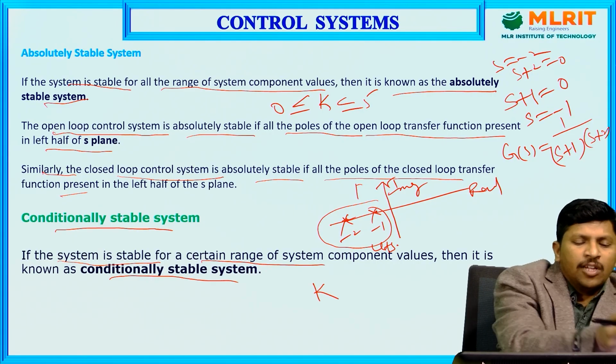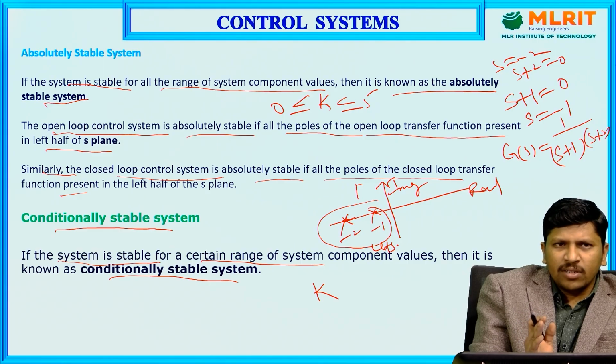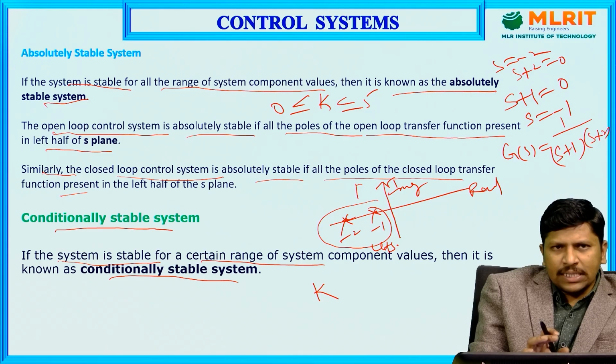here, absolutely stable means that the system component or parameter values must be in an absolutely stable condition, meaning all the poles are present in the left half of the S plane only.